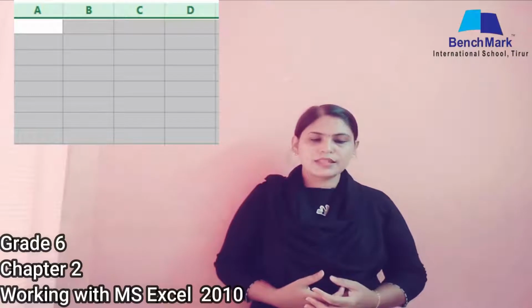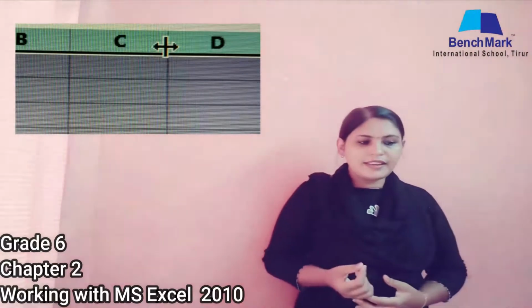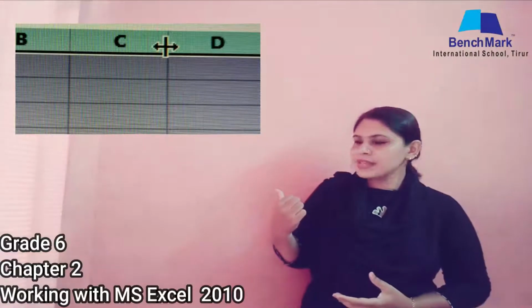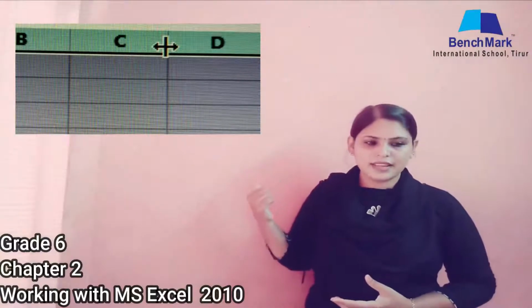Next, we will see how to change the width of multiple columns. For that, first you have to select the columns that you want to change. Then place the cursor on the line between any two selected column headings. In the figure, you can see I have placed the cursor between the column headings C and D.